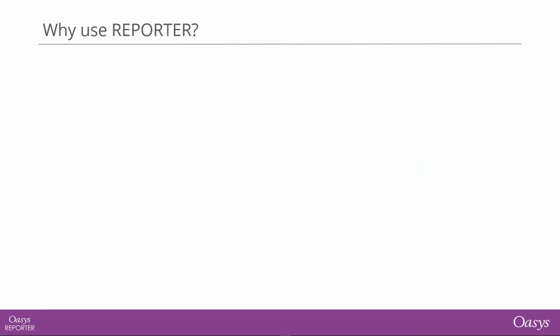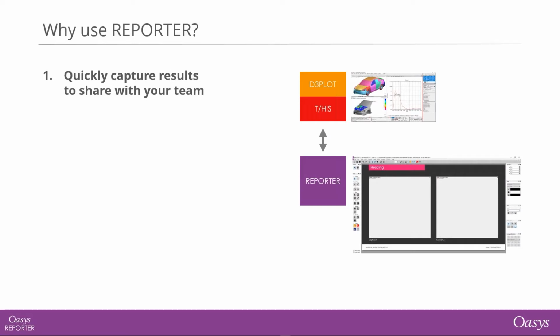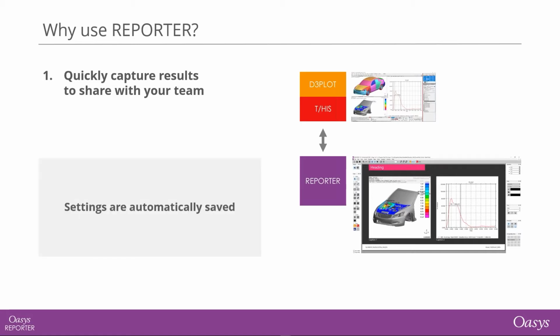I'd like to give you 3 more specific examples of when you might use Reporter. First, to quickly capture results to share with your team. You can grab images and results straight into Reporter. Why is this better than taking a few screen grabs? Well, one reason is that the settings of whatever you captured are automatically saved. So if you ever need to revisit the results or update them, you can simply reopen the report and reload the captures to take another look.